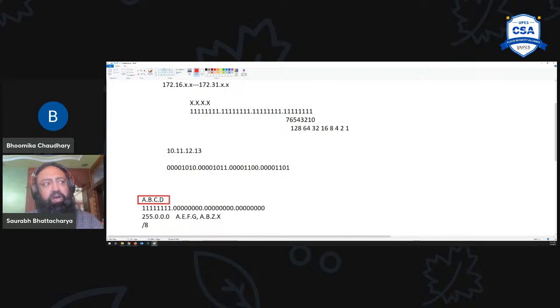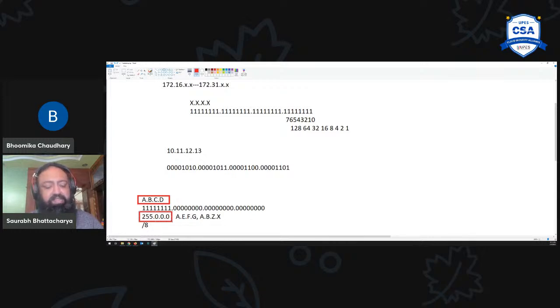If I want to understand what is the network section, what is the network portion, and what is the IP portion, what do I need to look at? I need to look at the subnet mask. For example, if you ever see a subnet mask which is, let's say, 255.0.0.0, what does it mean?